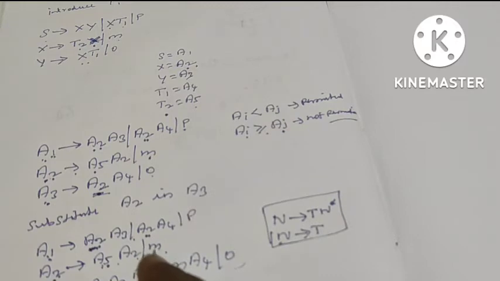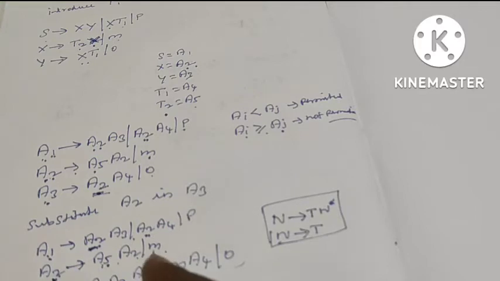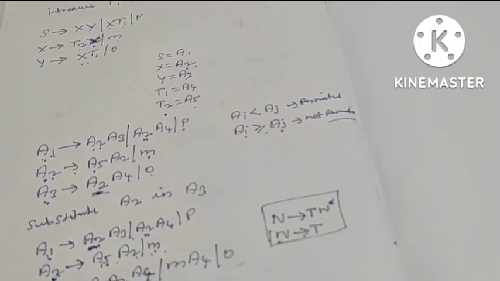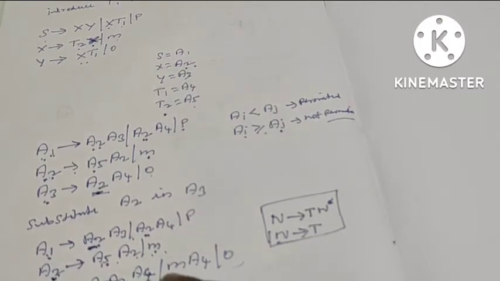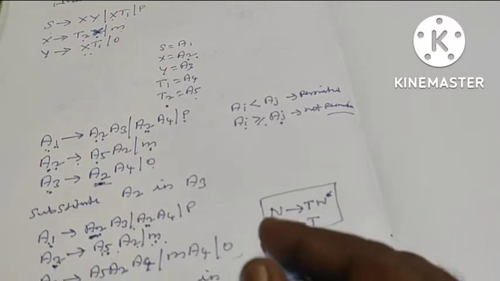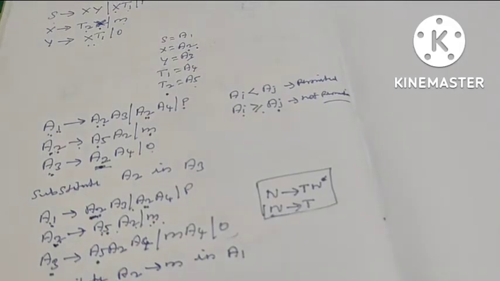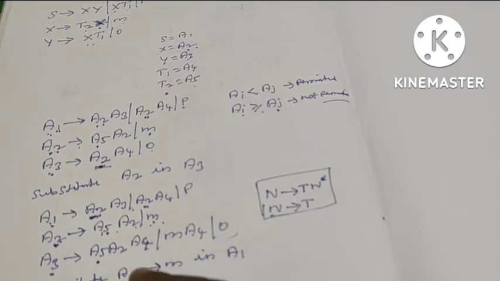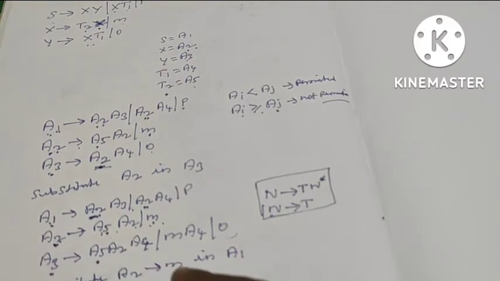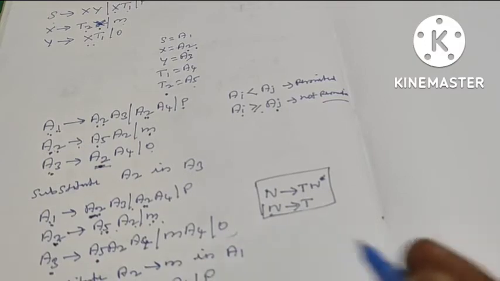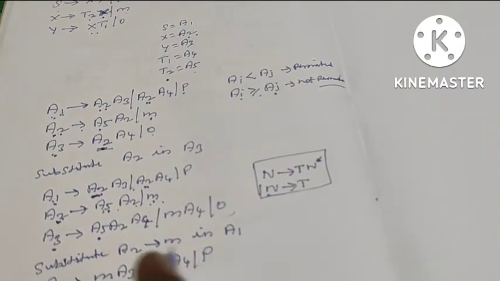Now it's already accepted in the form, so what we will do is replace this A2 by M here. So we substitute A2 tends to M in A1. Now A1 tends to M A3 bar M A4 bar P, where A2 will be M here. P is a terminal.